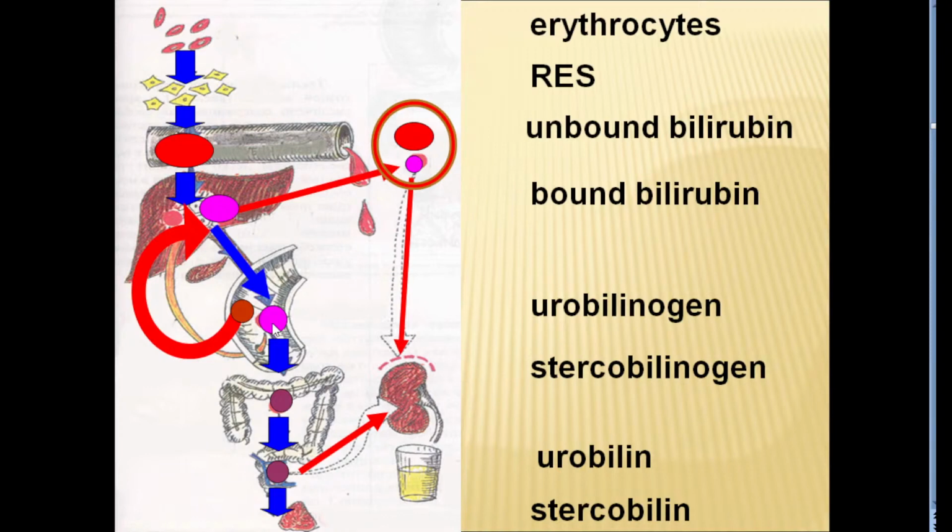And normally, we know that the level of bilirubin in the blood is from 8.5 to 20.5 micromole per liter, 75% of it unbound and only 25% bound bilirubin. Feces are obligatorily colored by stercobilin, and urine is free from any substances of pigmentary metabolism.